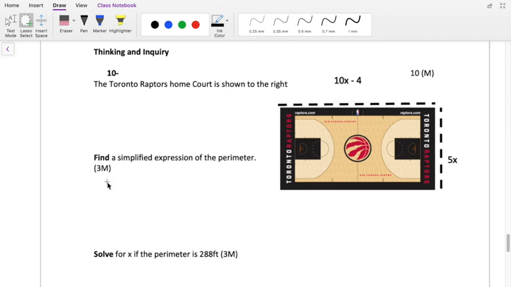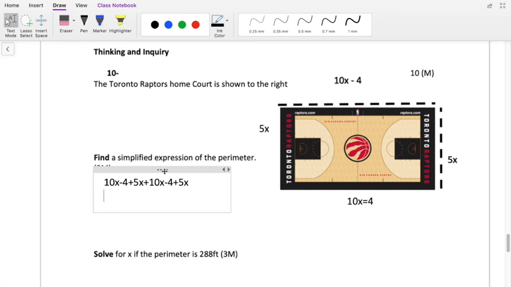So if I were to walk myself around the outside, starting here, it'd be 10x minus 4 plus 5x. So I went here and here. Now I still got to go here and here. So on this side is another 10x minus 4, and over here is going to be another 5x. So we just keep adding this onto our equation: plus 10x minus 4 plus 5x.